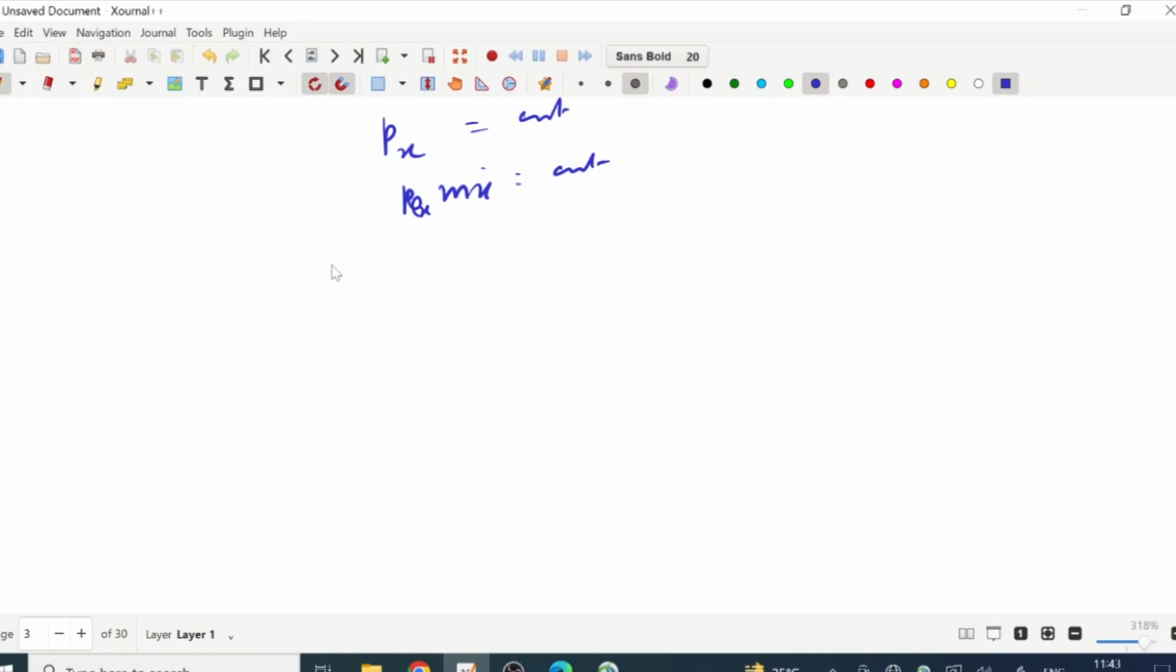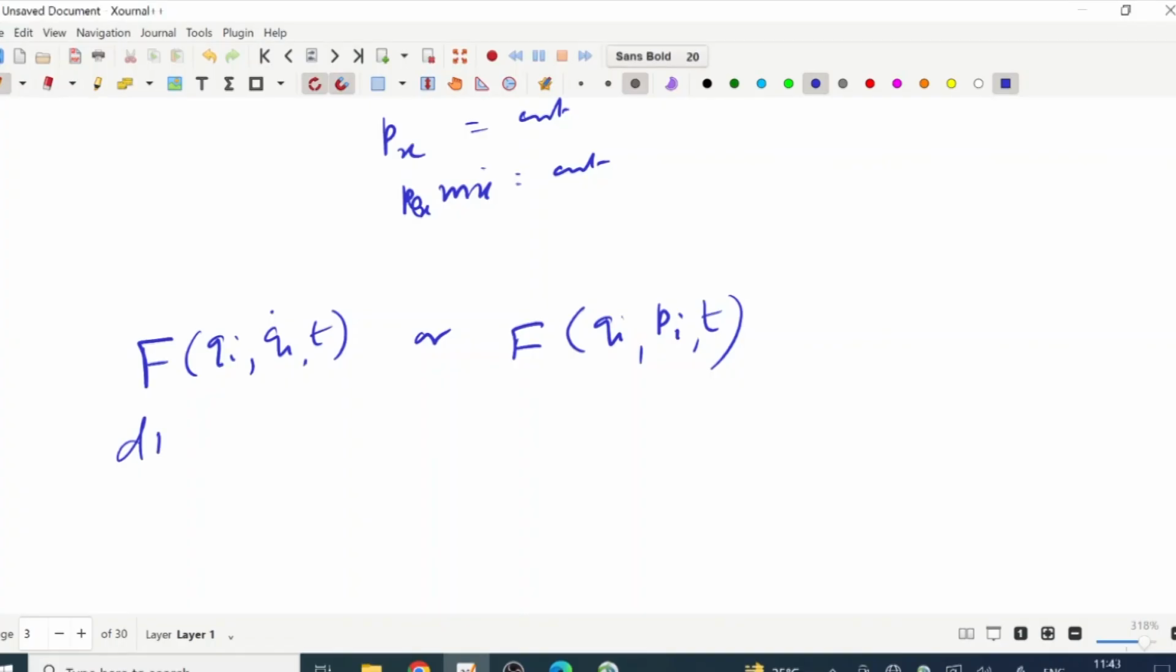Now let us see a quantity, a dynamical variable or an observable f, which is a function of q i, t, or in the Hamiltonian formulation we consider it as a function of q i, p i and t. We are interested to know whether this quantity is constant or not, or under which condition it will be a constant of motion. Constant of motion means the total time derivative of this quantity will be 0. So let us calculate this quantity.